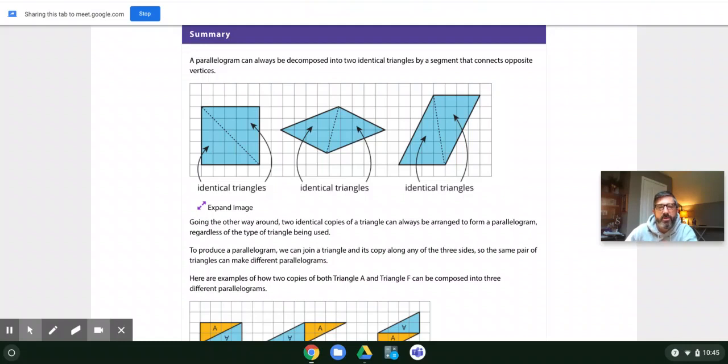And remember, how do we find the area of a parallelogram? Well, we identify one of the sides as the base, and then we draw a line perpendicular to that base to the opposite side.